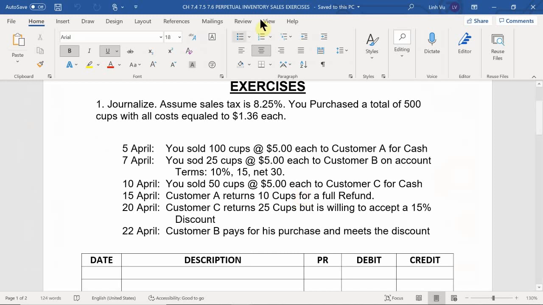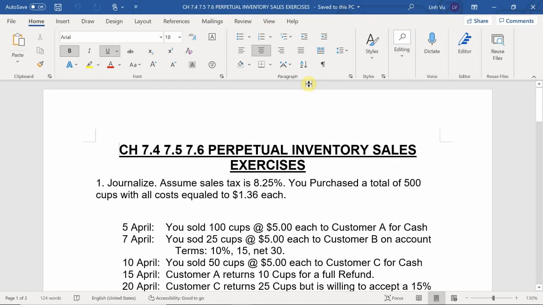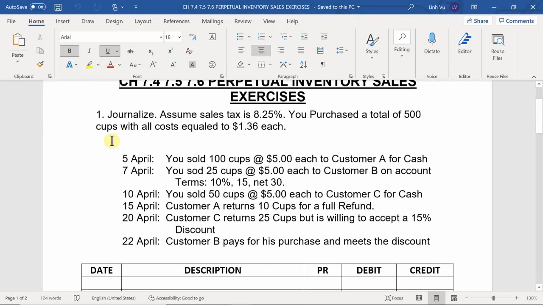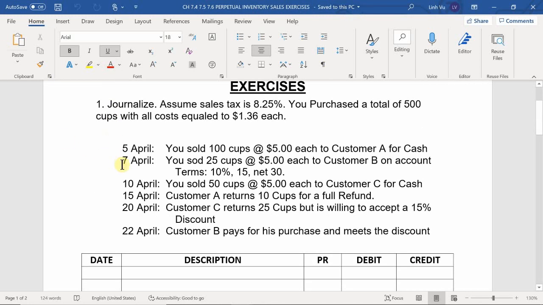This is the exercise for 7.4, 7.5, 7.6. So here the task is to journalize and assume that sales tax is 8.25%. You purchased a total of 500 cups with all costs equaling $1.36 each. Okay. So let's go ahead and dive into the very first one. On April 5th, you sold 100 cups at $5 each to customer A for cash.